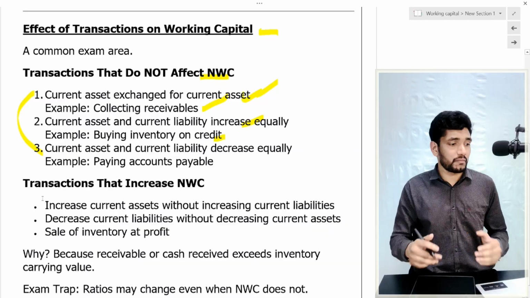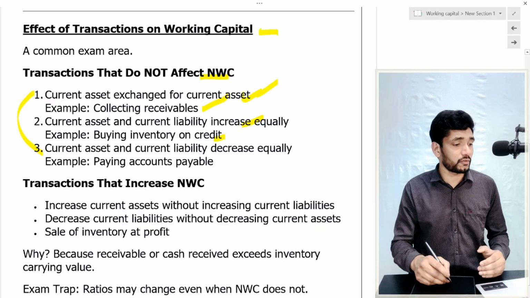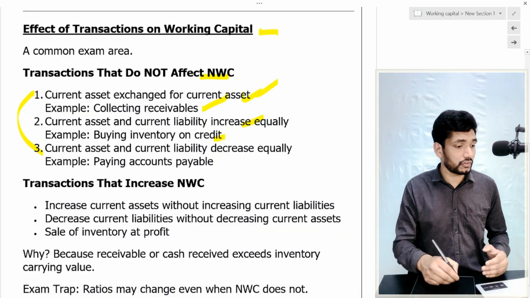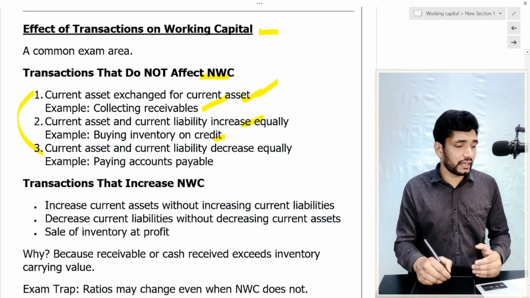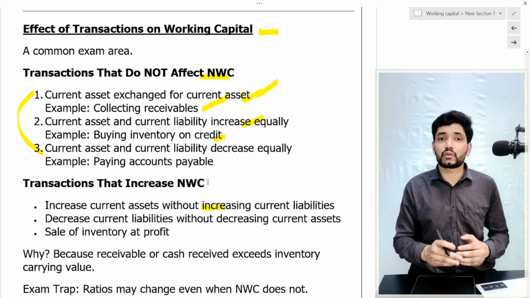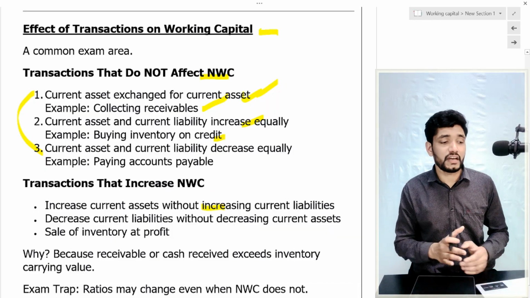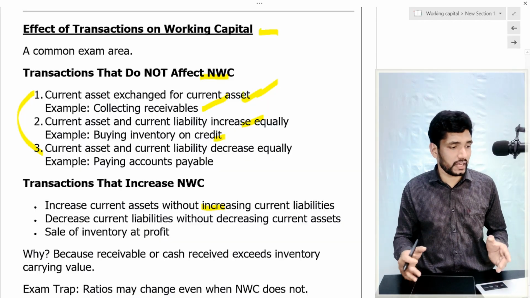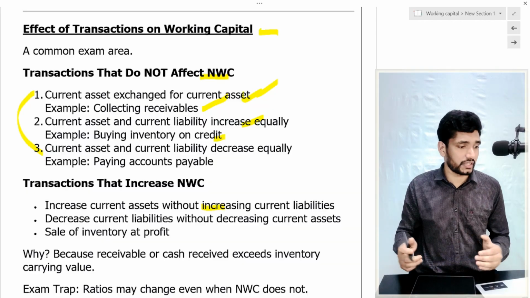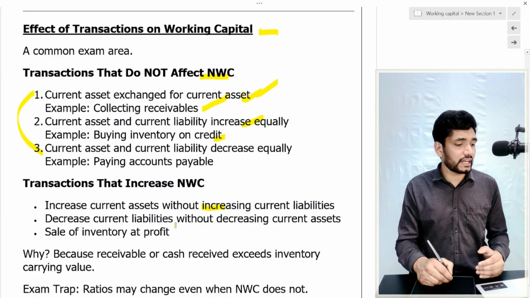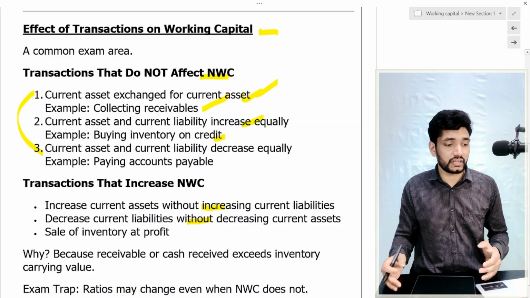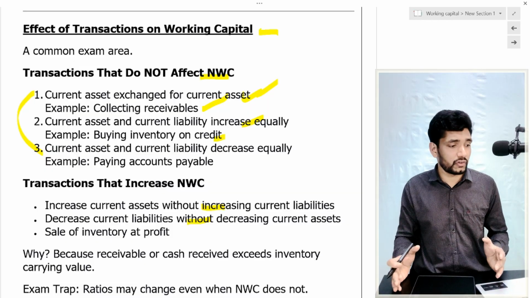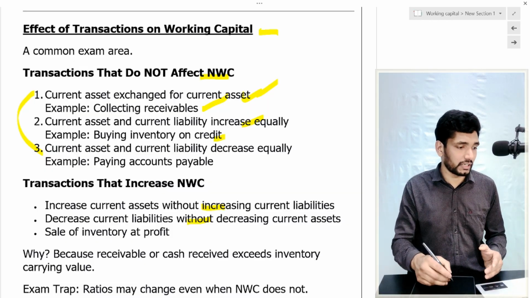Now let's look at some other examples which increase the net working capital. There are some transactions which will increase the net working capital. Suppose we increase current assets without increasing current liabilities. If only the current asset is increased, that transaction will affect the net working capital, that means it will increase the net working capital. Then a decrease in current liabilities without decreasing current assets would also have an impact on the net working capital.